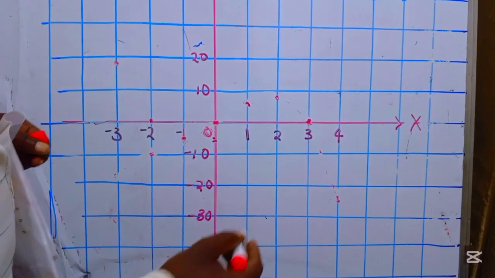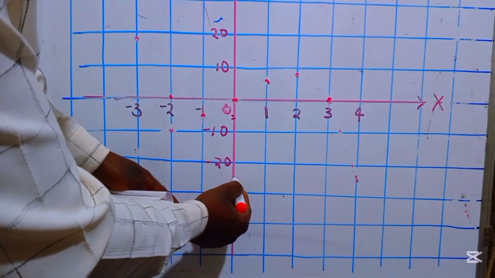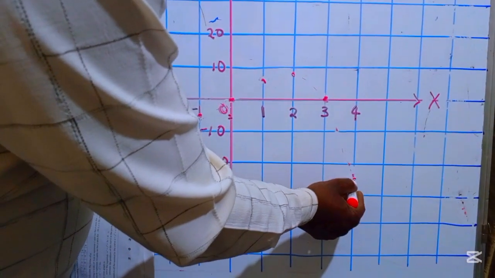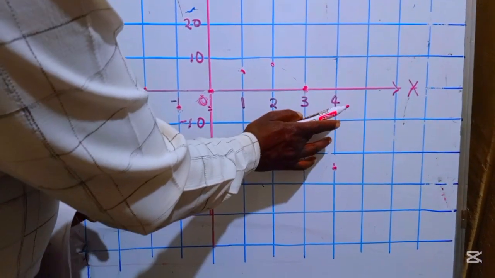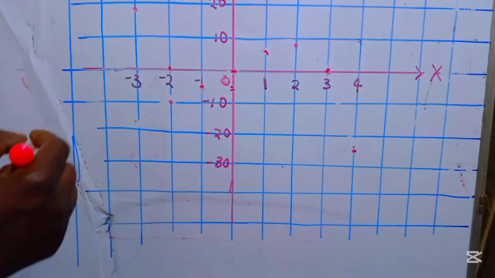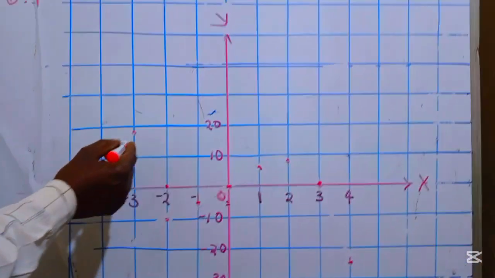Then (4, -24). So this is negative. You just have to count 1, 2, 3, 4. The fourth one, you come there. This is how it is. Now, let's join these points with a free hand. The curve should be curved. How does it go? The curve goes like this.